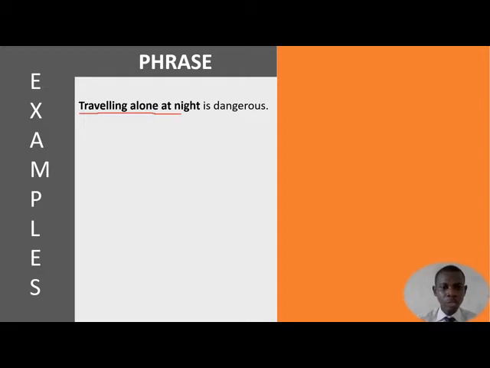Alone at night together now makes it a phrase. So another example that we want to look at is this: The man at the gate is my friend. At is a preposition, the is an article, and gate is a noun.